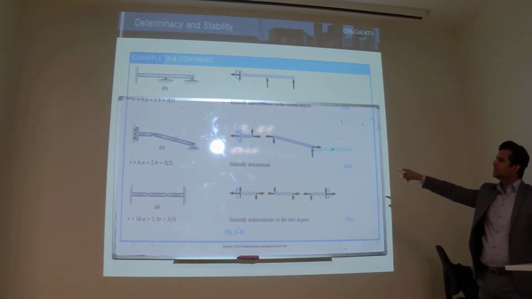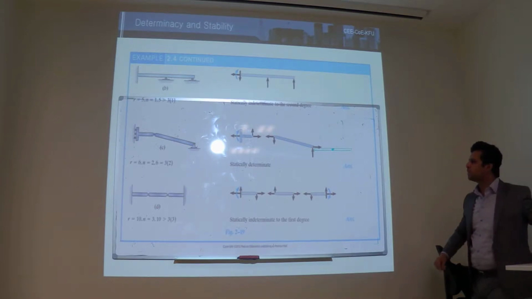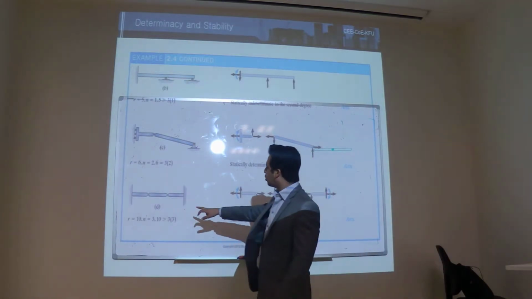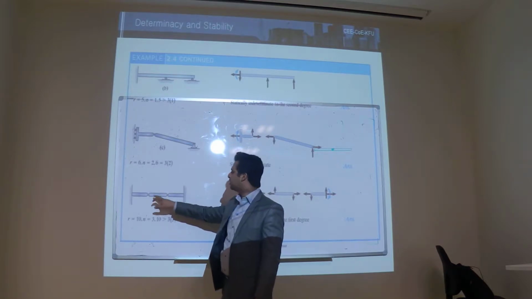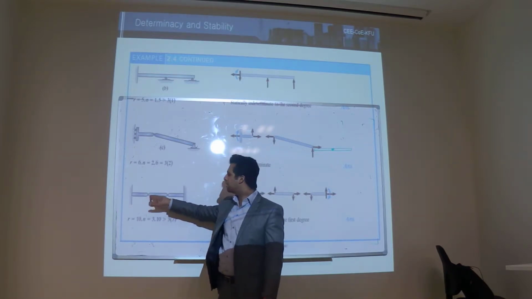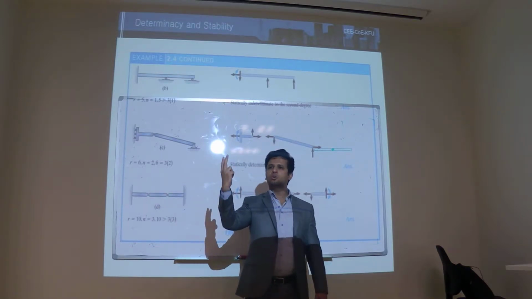In that case, your number of reactions will change. For example, at this joint, again you will have some forces which you have to determine. If it is a hinge, a pin joint or hinge joint, then there will be two unknowns at each joint.